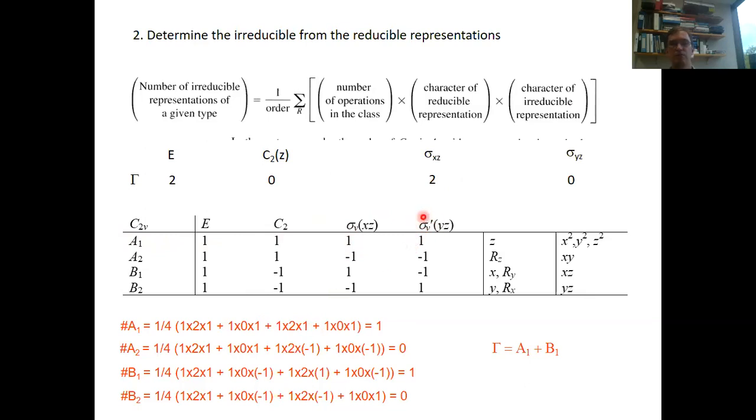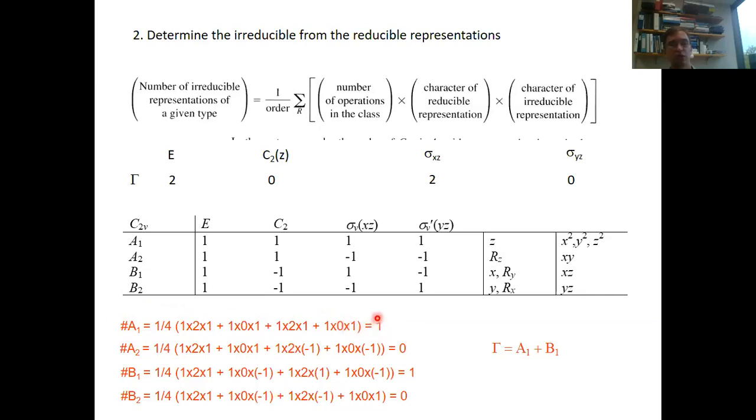Now let's look at sigma v prime. So the number of operations in the class is obviously 1. Then the character of the reducible representation, well, that is this one here, that's 0. And the character of the irreducible representation, this is now this one here, which is 1. So we have 1 times 0 times 1. So now what does that give overall? So we have a quarter times 2 plus 0 plus 2 plus 0. So we overall have 1 over 4 times 4, and that's 1.